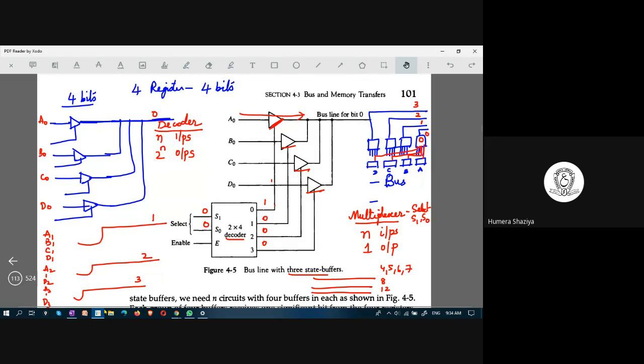When the output from 0 is 1, these bus buffers would take data from register A. From this section you are taking A0, in another section you take A1 and A2, finally A3. So you are trying to take the bits from register A when S0 and S1 are 0 0.